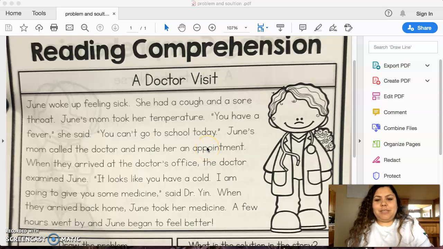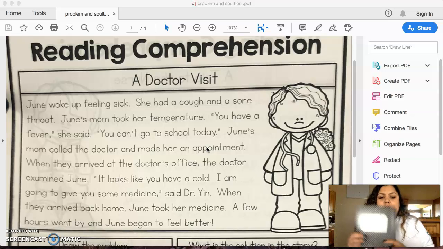Hi, boys and girls, it's Miss Maravilla here, and today we're going to do a mini lesson on problem and solution. The materials you would need are a pencil or a pen, probably a pencil, but I'm going to use a pen so you can see it better, and your journal.